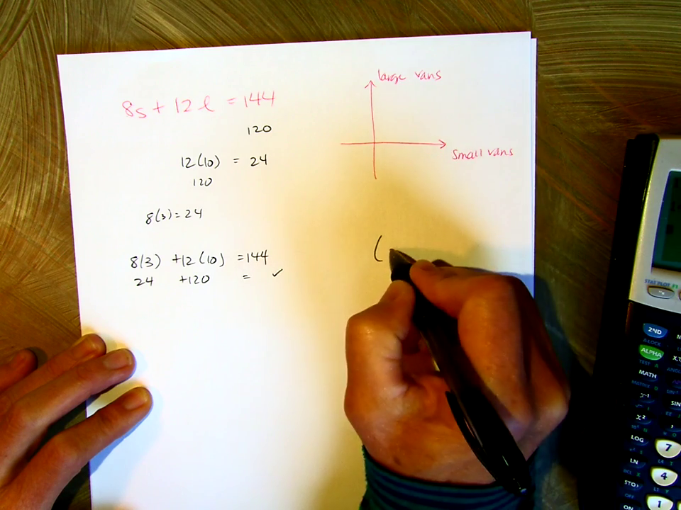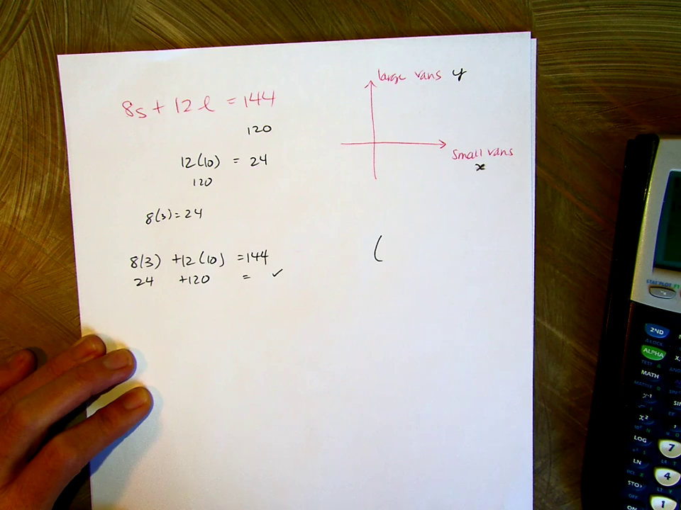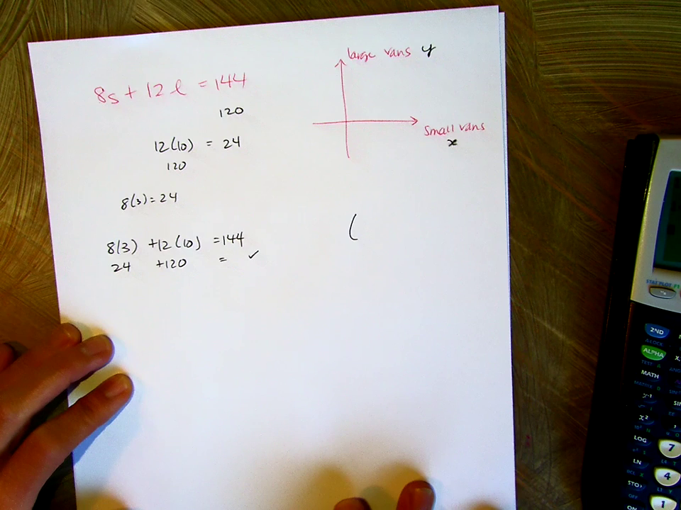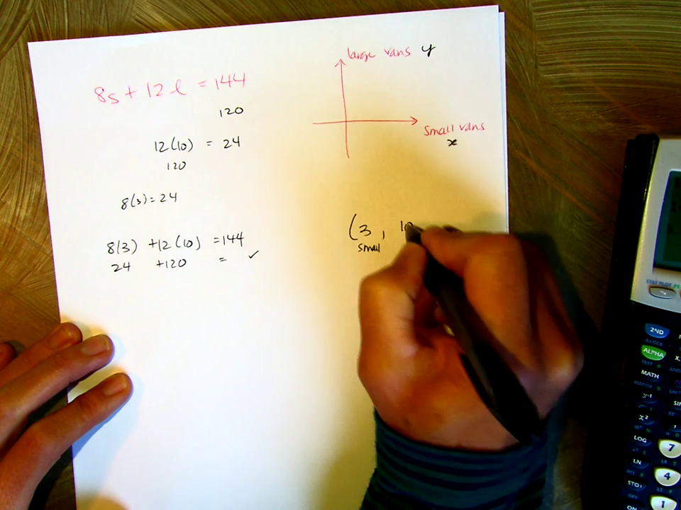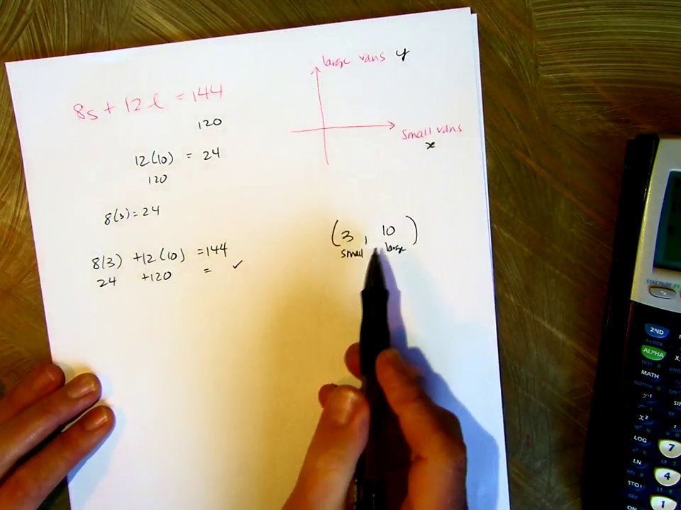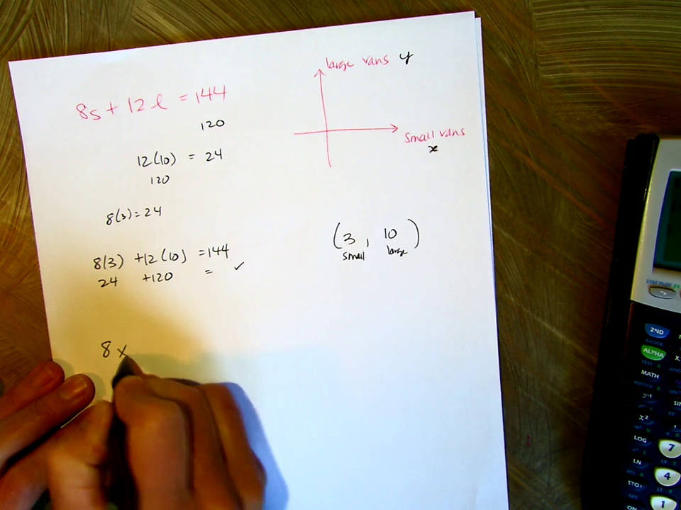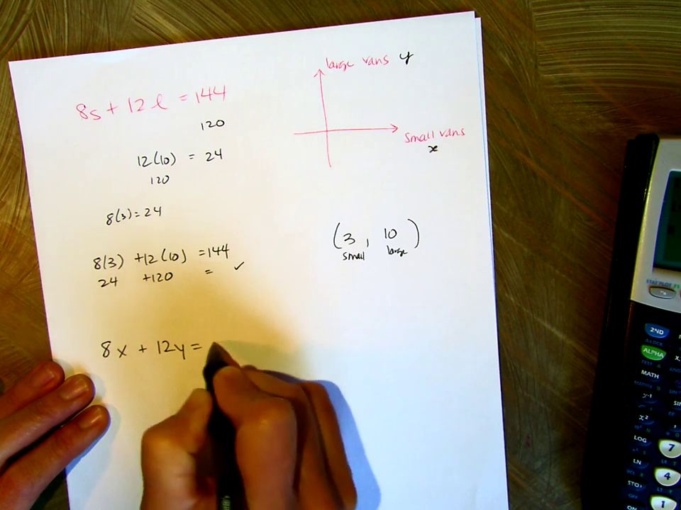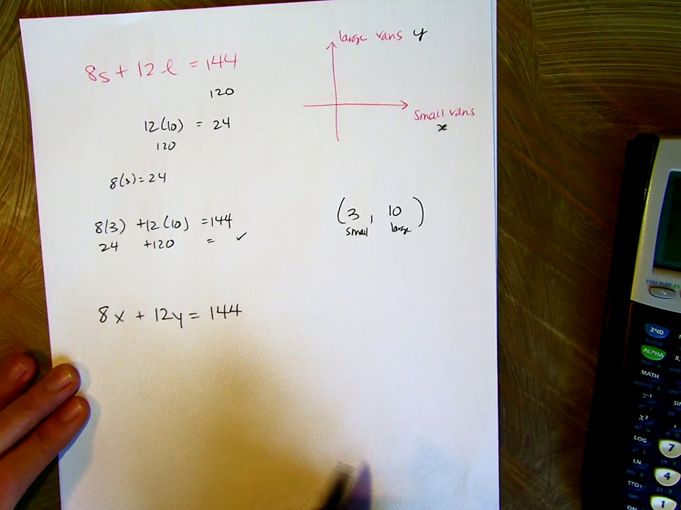So there's one combination. Remember, our small vans was kind of our S, and our large vans was our Y. So 3 small vans and 10 large vans is one combination. But here's what I'm going to show you how to do. Let's call these X and Y. You'll see why in a minute. So 8X plus 12Y equals 144.